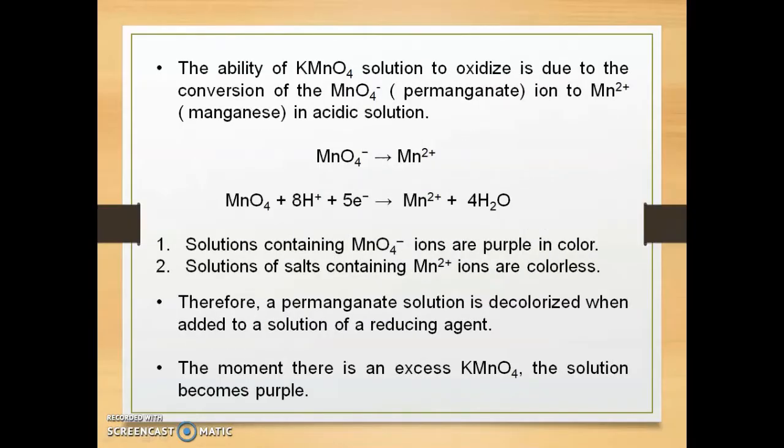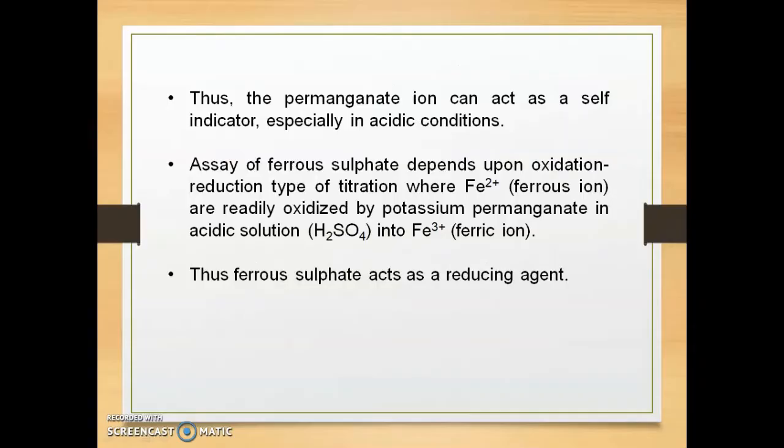The ability of KMnO4 solution to oxidize is due to the conversion of MnO4 minus permanganate ions to Mn2 plus manganese in acidic solution. Solutions containing MnO4 minus ions are purple in color. The solutions of salts containing Mn2 plus ions are colorless. Therefore, a permanganate solution is decolorized when added to a solution of reducing agent. The moment there is an excess of KMnO4, the solution becomes purple. Thus, the permanganate ion can act as a self-indicator, especially in acidic conditions.